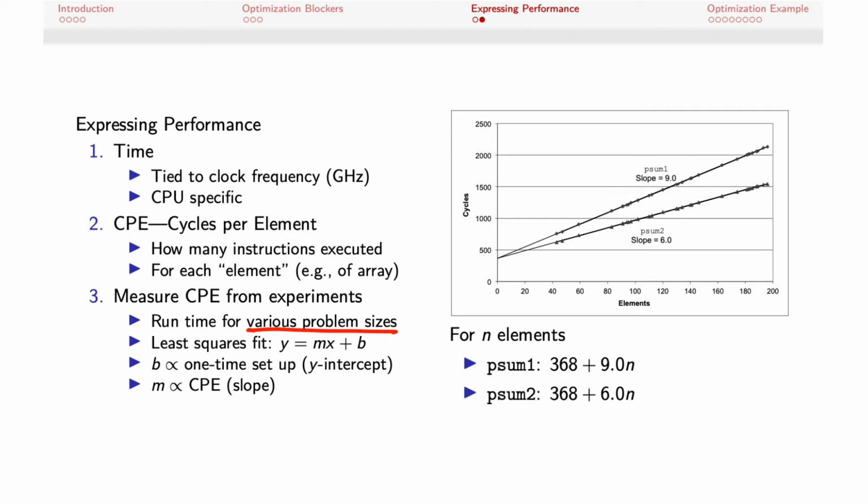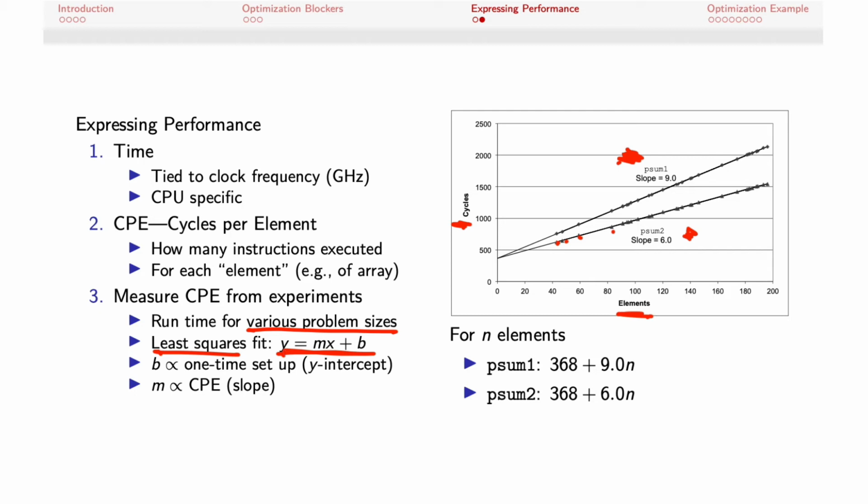Here's an example where I'm basically just summing up the elements of an array. I've got 2 different algorithms called psum1 and psum2, and the points on this graph just correspond to the runtime for different size problems. Here's the number of elements on the x-axis and the number of cycles on the y-axis. And after running those experiments, we can do a least squares fit. So we're just calculating the parameters for y equals mx plus b, and we can interpret that in terms of the behavior of the algorithm.